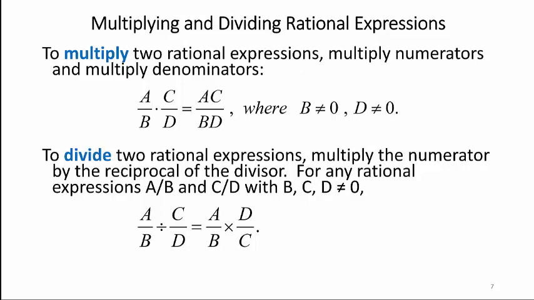To divide two rational expressions, we're going to multiply the numerator by the reciprocal of the divisor. So as long as b, c, and d aren't 0, if we've got a over b divided by c over d, that's the same thing as a over b times d over c, right? And then of course we can proceed with a multiplication from there. Okay, but you have to take the second fraction and multiply by the reciprocal, right?